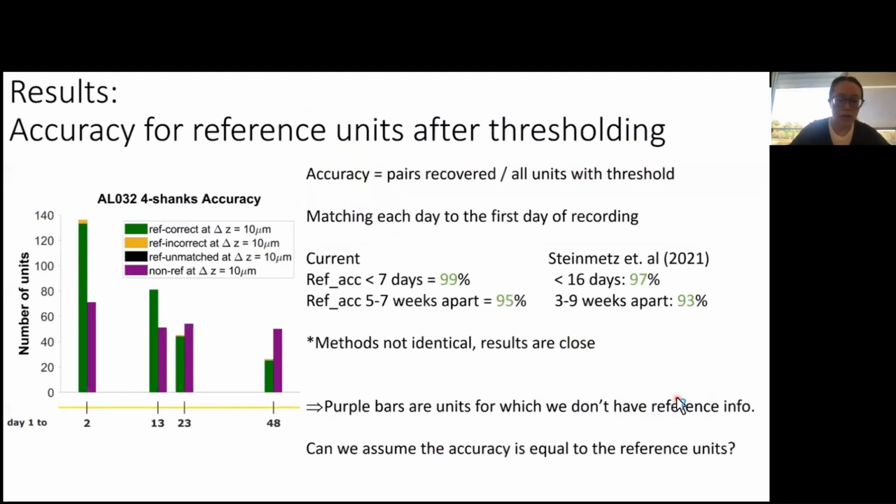Overall, we achieved 99% accuracy for datasets 1 week apart and 95% accuracy for datasets 5 to 7 weeks apart, after applying the threshold on the reference units. This result is comparable to the Steinmetz 2021 paper, while our method for calculating accuracy is somewhat different from theirs. The purple bars in this diagram show units without the reference information, but which are qualitatively similar to the correctly matched units. So we think we can retrieve these units.